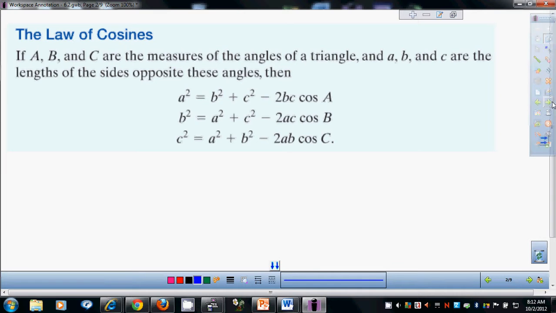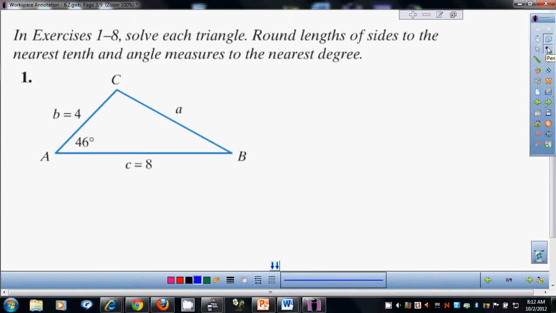All right, this formula is extremely straightforward. You literally are just going to be plugging things in all day. So here, hey, this looks familiar. We're going to solve this triangle using the law of cosines.